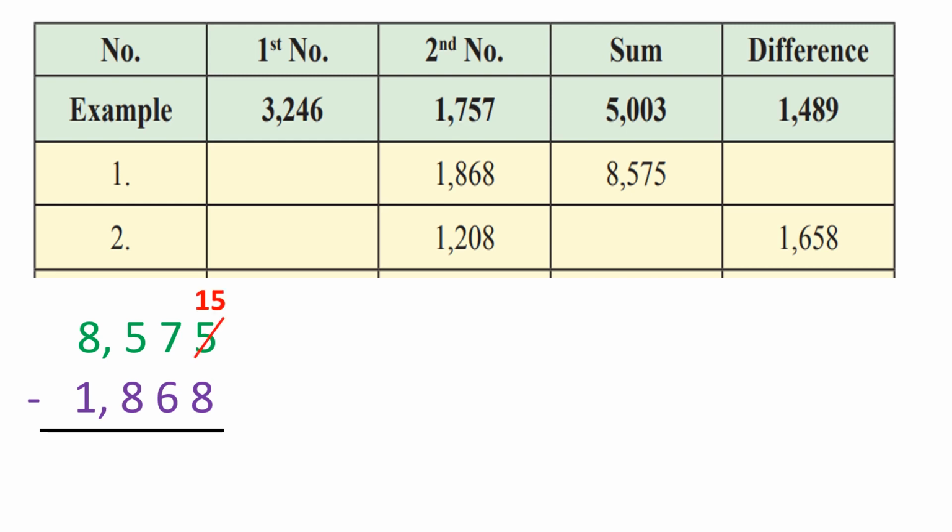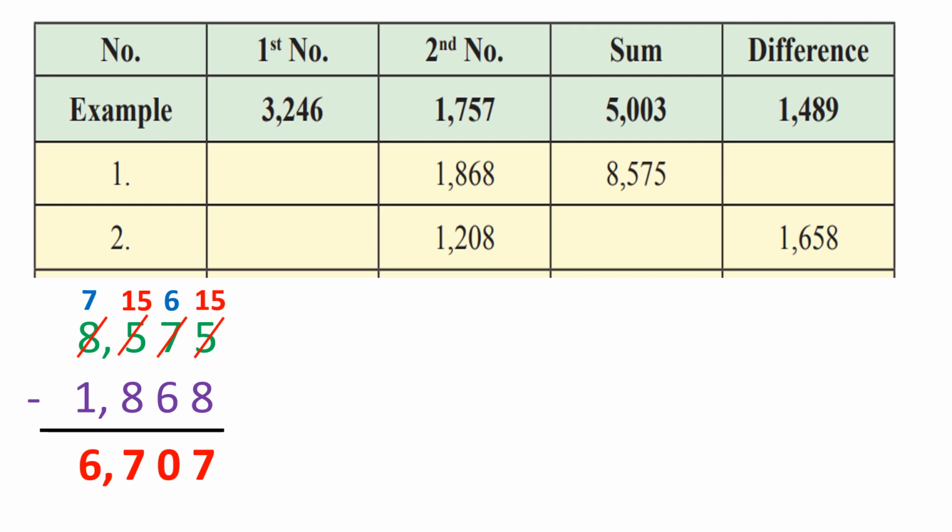Okay, 5 minus 8 cannot be, so you borrow, becomes 15. 15 minus 8 is 7. Then 7 here becomes 6. 6 minus 6 is 0. Then 5 minus 8 cannot be. You borrow from 8, becomes 15. 15 minus 8 is 7. Now 8 becomes 7. Then 7 minus 1 is 6.